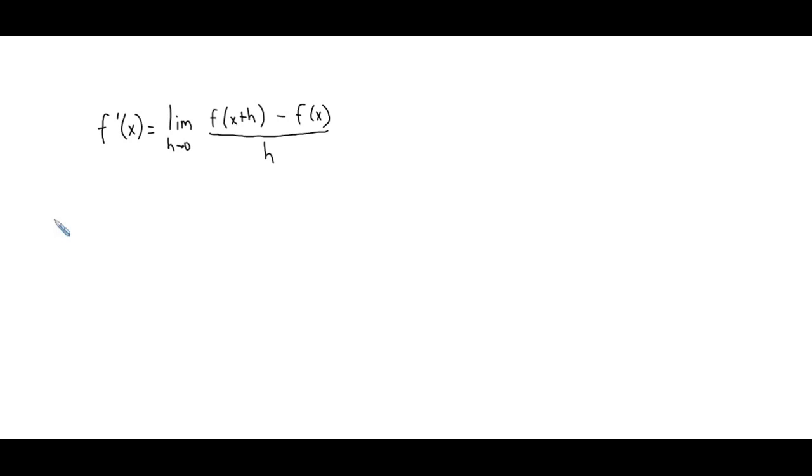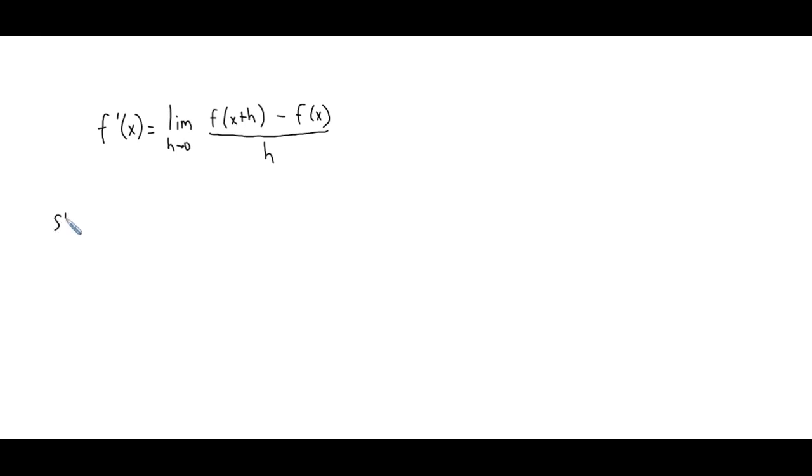All right, so the formula. F prime of x equals the limit as h approaches 0 of f of x plus h minus f of x, divided by h. So this is just the limit. I know it looks a little scary, but just bear with me. We'll do some examples, and I promise you it'll make sense.